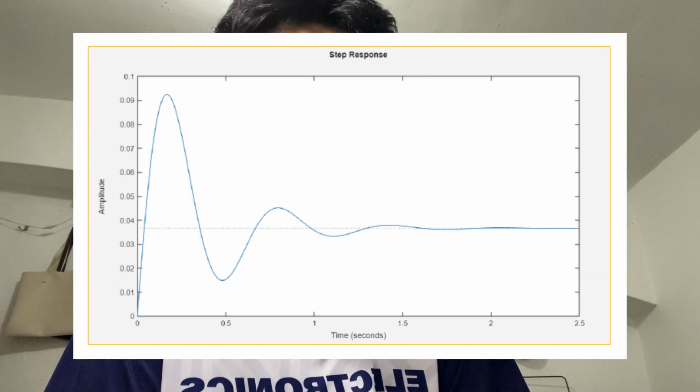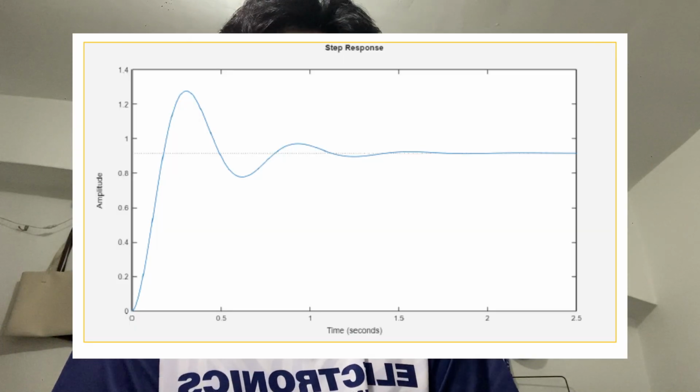So moving on, we also simulated different step responses based on different zeros. So we have a zero that would be equal to -4. We also have a zero that would be equal to -100. And we also have a zero that would be equal to -1.